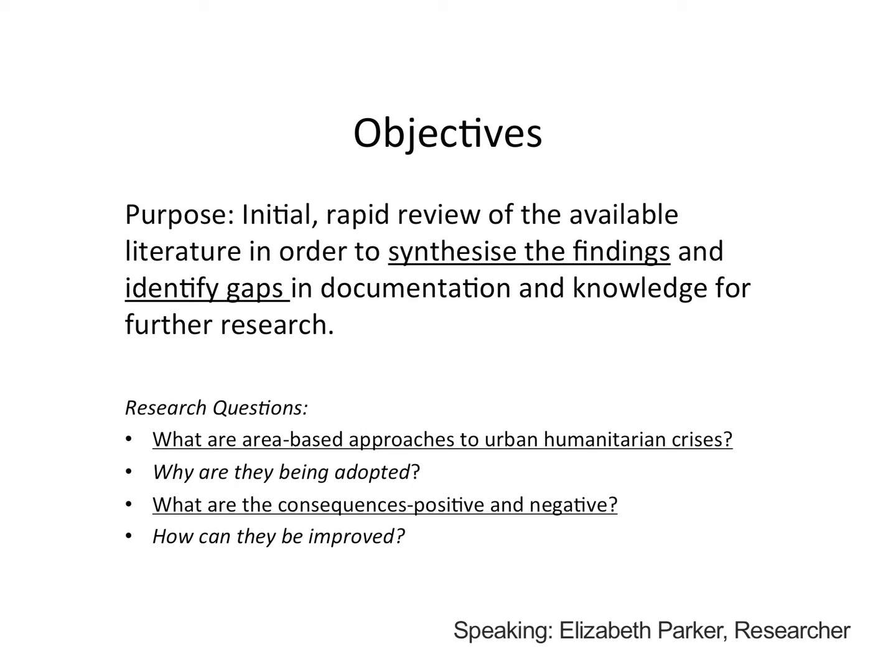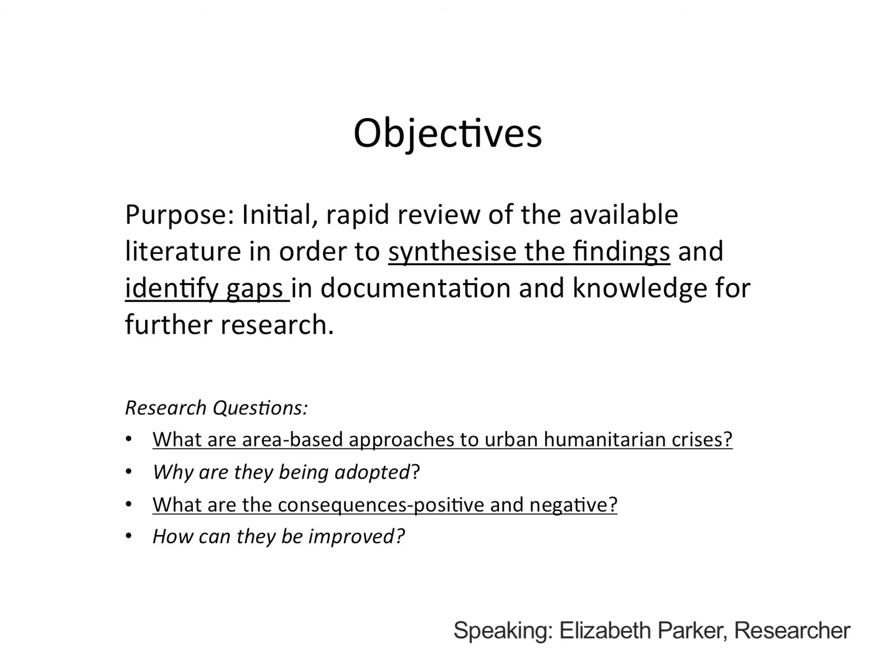The purpose of the paper was twofold. It was an initial rapid review of the available literature, both in order to synthesize the findings and also to identify gaps in documentation, knowledge for further research. We had 4 key research questions. We were asked to answer what are area-based approaches to urban humanitarian crises. That was a critical question. In order to then answer the next 3, why are they being adopted? What are the consequences, both positive and negative, and also how can they be improved? In the interest of time today, I'll only really briefly present our findings to question 1 and to question 3.